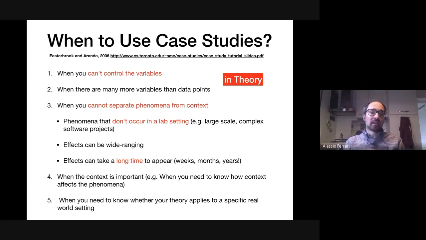You cannot separate phenomena from context. So as I said before, you want to observe phenomena that don't occur in a lab setting. So aspects that are related to the scale of the company or to the scale of the project itself, or the naturality of the interaction between people. Because of course, people in a lab don't interact in the same way as they interact in their own setting. And for effects that take a long time to appear, so things that cannot be constrained in a lab experiment that lasts a couple of hours.